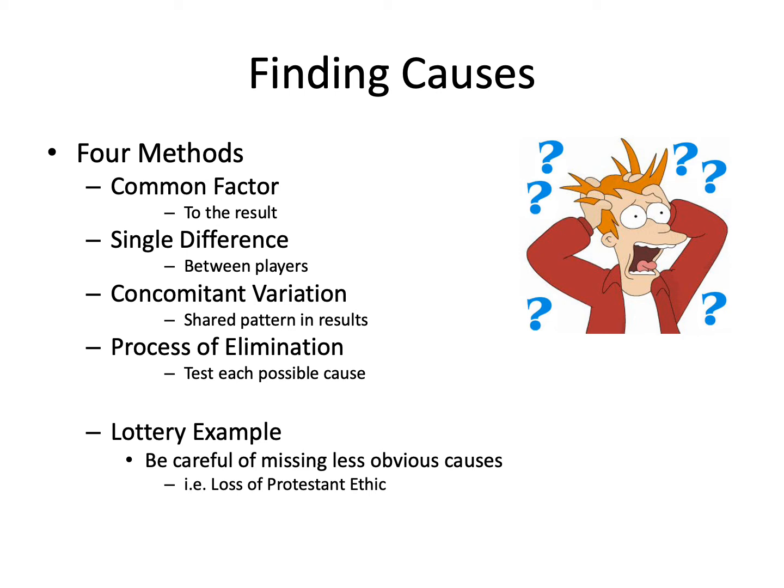And then, as in a lot of times in science, you have the process of elimination. You just keep testing each possible cause, and once you realize, wait a minute, that's not it, boom, boom, boom, boom. You get rid of it, and now you're down to only four. You get rid of that, you're down to five. All right, now be careful of missing less obvious causes.